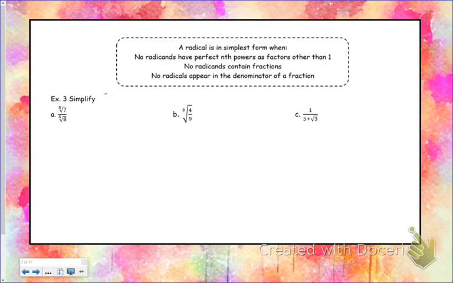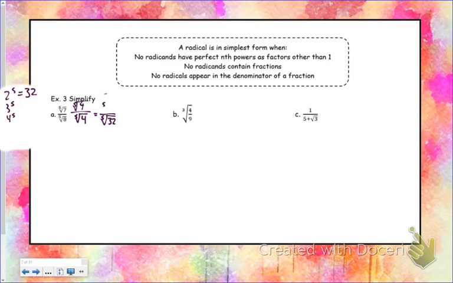So I need to think about what sort of a perfect fifth power number I have. Okay, so think about 2 to the 5th, 3 to the 5th, 4 to the 5th, what any of those numbers are. Well, we know 2 to the 5th is 32. It's pretty easy to get to 32 from 8. Okay, so if I multiply by the fifth root of 4, that's going to give me the fifth root of 32, which we now know is one of our perfect fifth powers. Well, if I multiply the bottom by the fifth root of 4, I've got to multiply the top by the fifth root of 4.